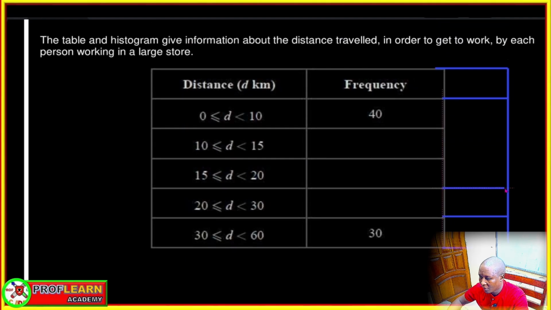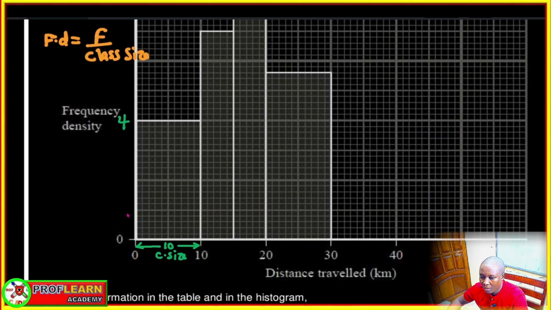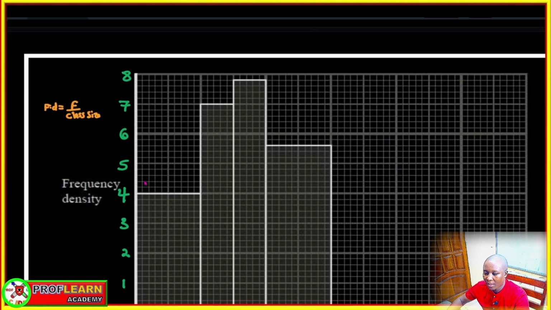Let me just draw this table first so that we can fill in. This is frequency density. So this is going to be 4, because 40 divided by 10 is 4. So we go to the table and that value there is 4. Now we understand the scale. If that is 4, then this must be 1, 2, 3, and this one here is 4, then 5, 6, 7, and finally 8. Once we have that scale, we can find the frequency densities from the histogram, and then fill in the table on the other end.